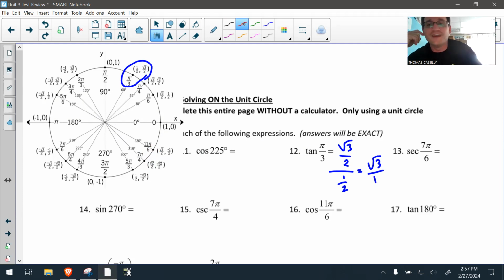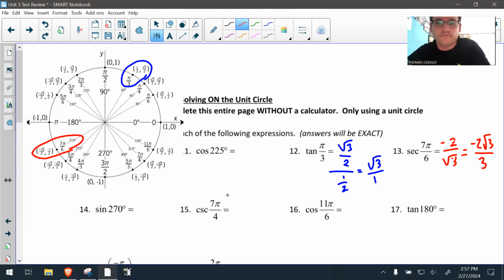All right, the next one is the secant of 7 pi over 6. Where is 7 pi over 6? That's right here. Secant matches up with cosine, so look for that cosine value, but flip it upside down because, again, reciprocal. That's -2 over the square root of 3, which rationalizing gives us -2 square root of 3 over 3.